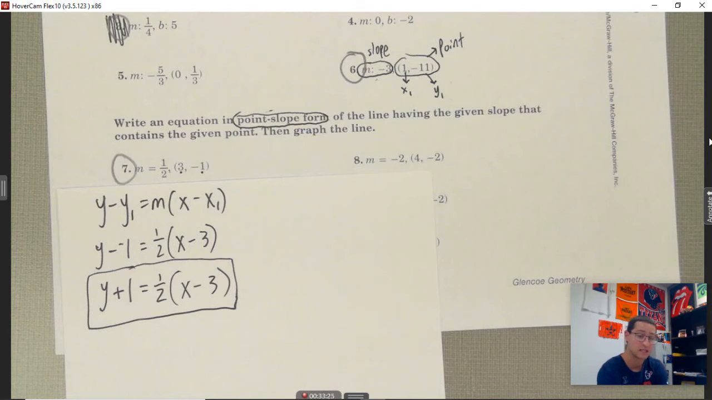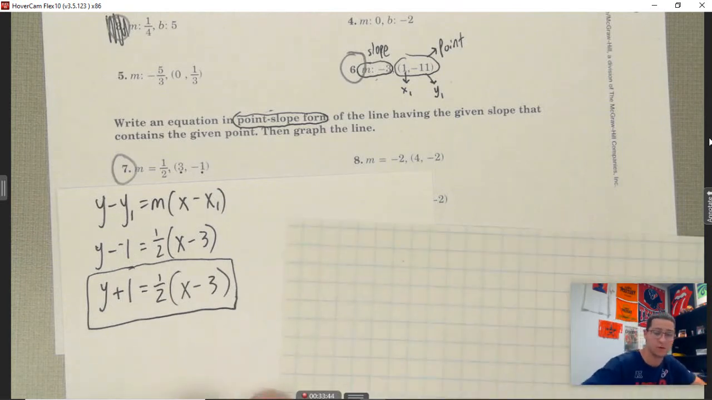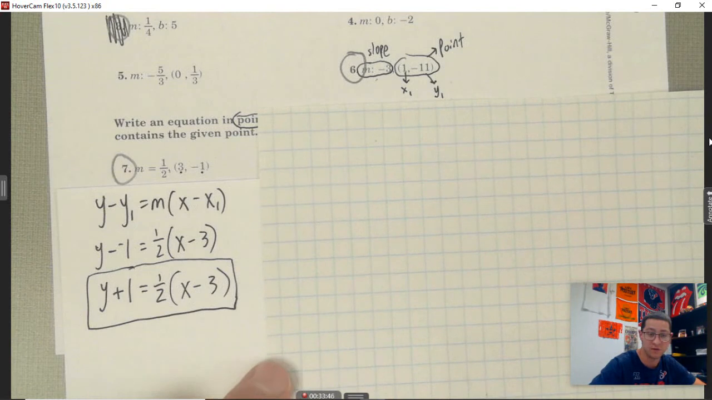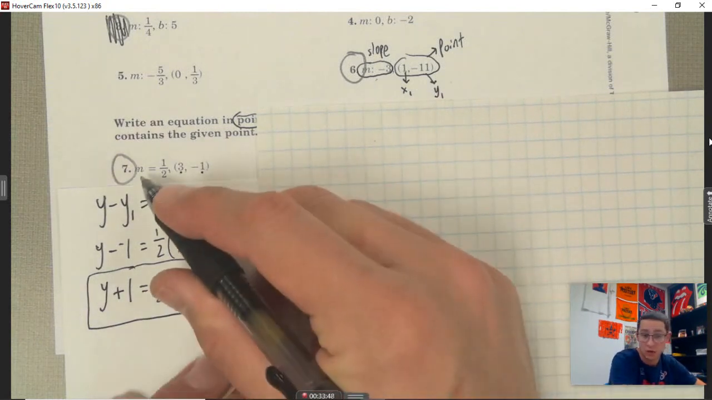Okay? Now, to actually graph point slope, it's really not bad because you just go to the point. Okay. The only difference really is on slope intercept, right? You go to the intercept first and then you apply the slope. Okay. But with point slope, you're going to go to the point and then apply the slope. Okay. So here we go. We're going to go ahead and graph this one, and that will be it for today. All right. So number 7.